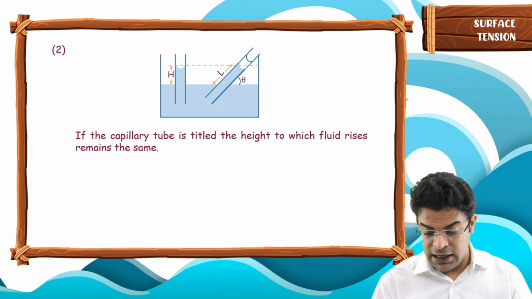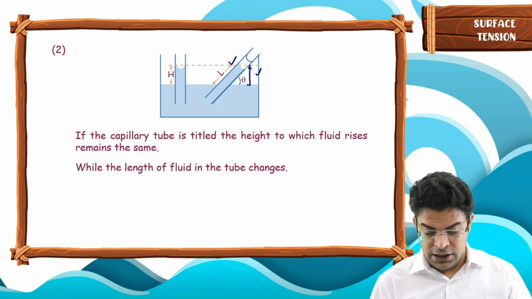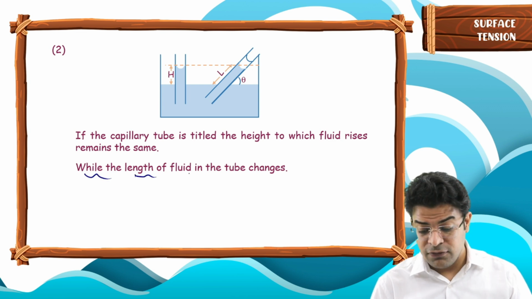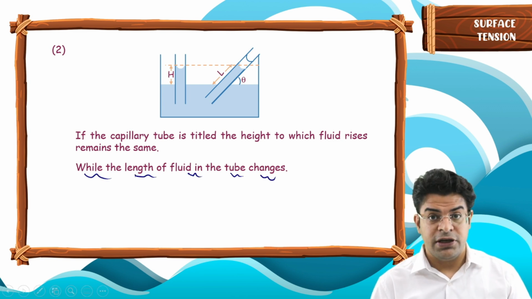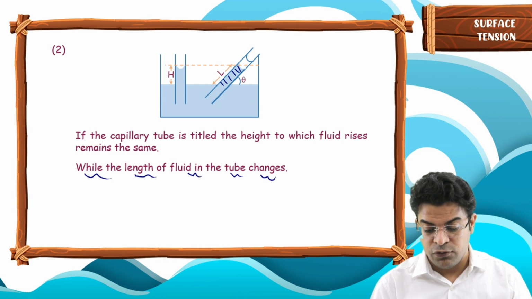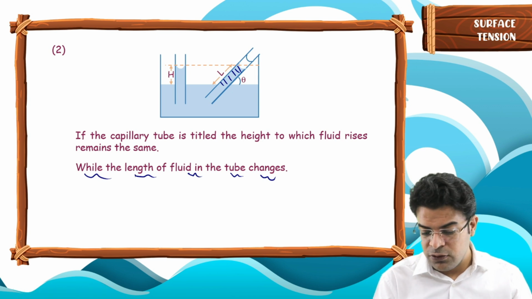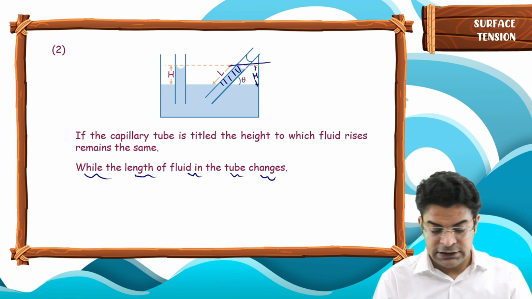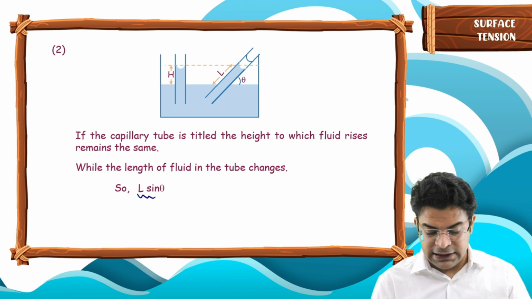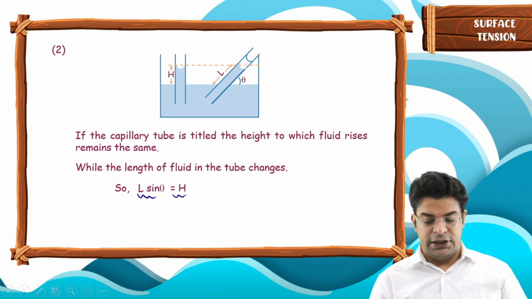Hence you can say L sine theta equals h, while the length of the fluid in the tube changes. Here you can see that there is more length of fluid in the tube. So the length of the fluid in the tube will change, but the height to which the fluid will rise remains the same. So one can say that L sine theta equals h.